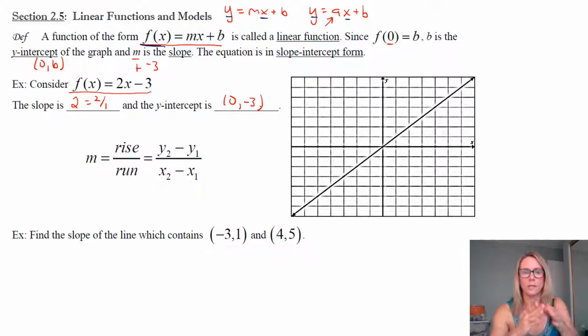So that's just an example. That's not the picture that you're seeing. The picture that you're seeing is just showing you an example of a line, specifically y equals x.